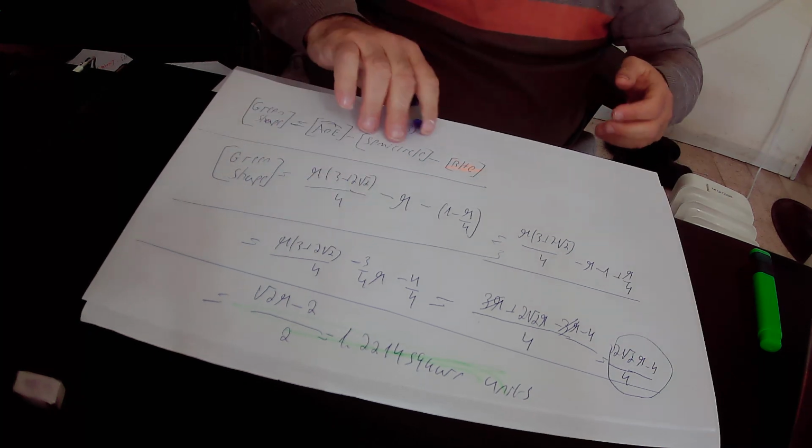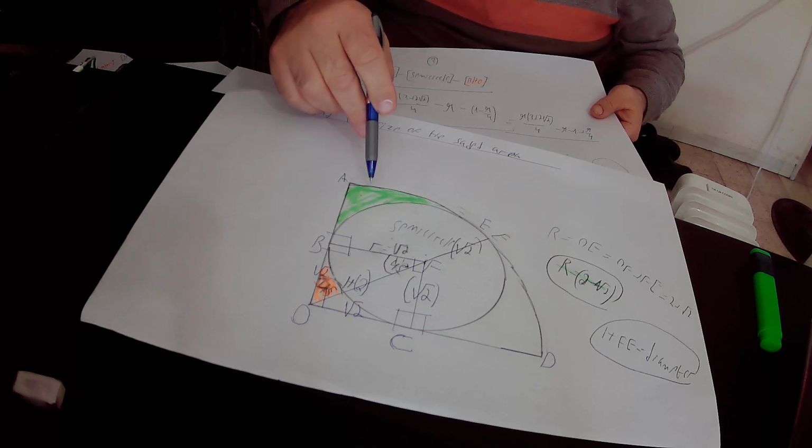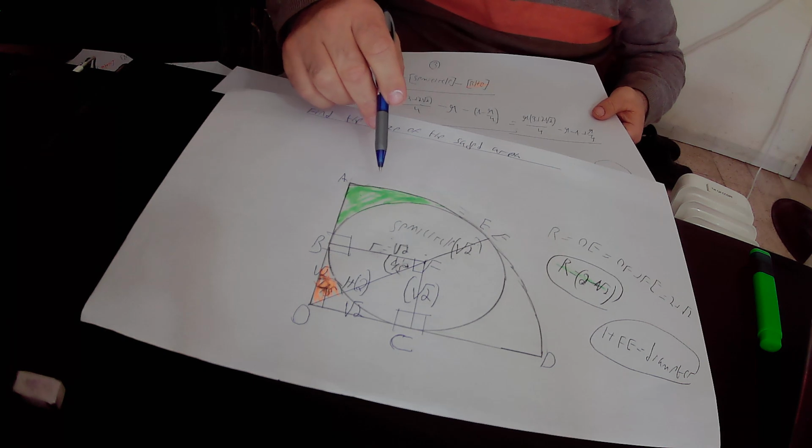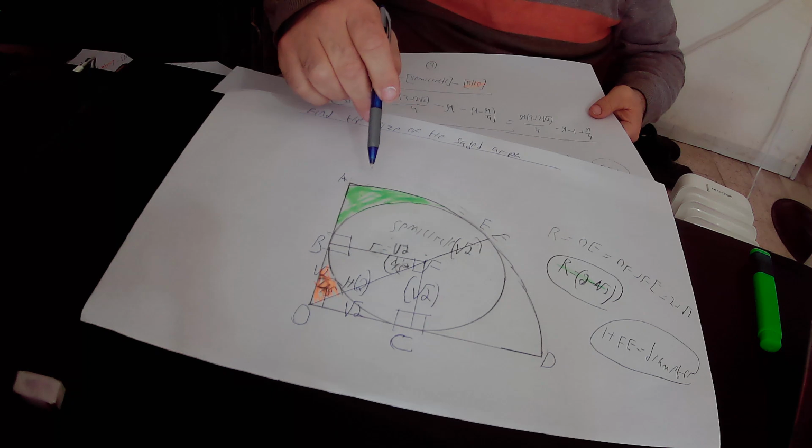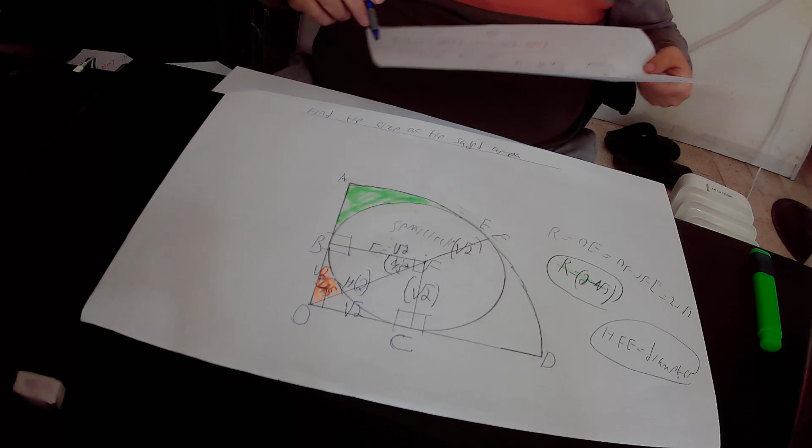So in conclusion, we found out that the area of this green shape equals square root of 2 times pi minus 2, over 2. In terms of numbers, the area of this green shape equals 1.2214 square units. Okay, thank you very much.